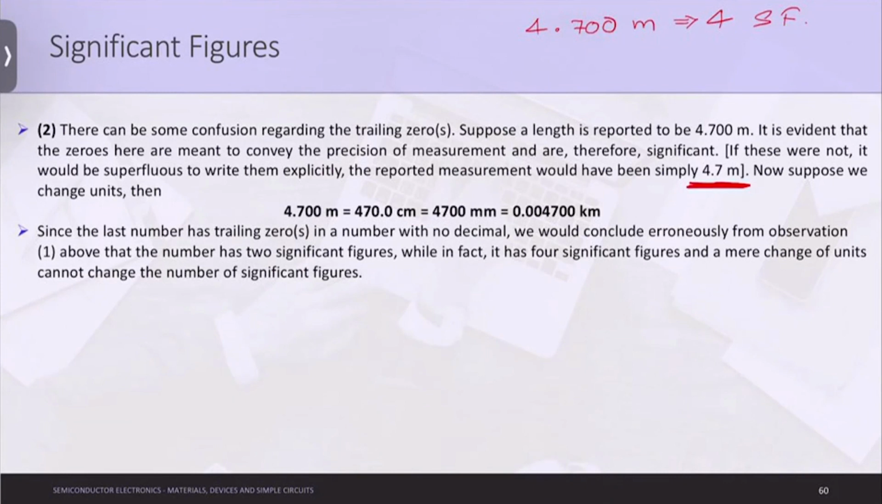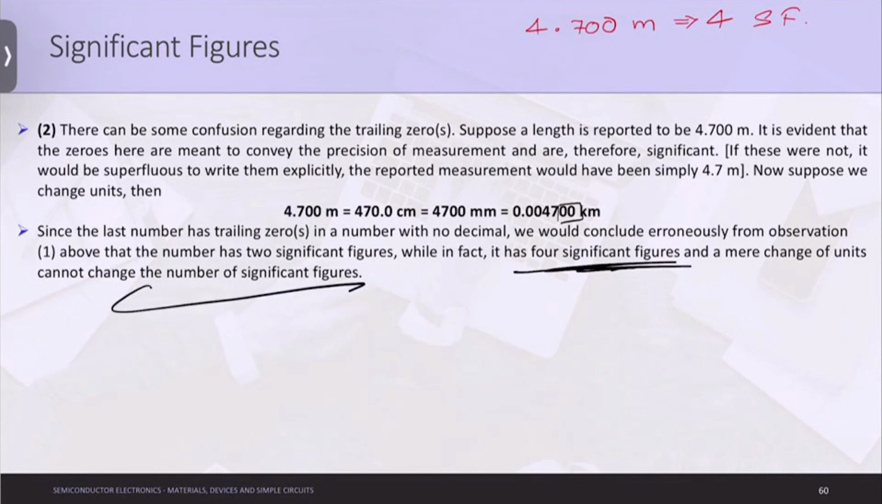Let us say we have converted it into 4.700 meters, 470.0 centimeters, 4700 mm, and the next is 0.004700 kilometer. Okay, since the above last number has trailing zeros, as you can see there are trailing zeros here. In a number with no decimal, we would conclude erroneously from observation 1 that the number has 2 significant figures, while in fact it has 4 significant figures, and a mere change of units cannot change the number of significant figures.